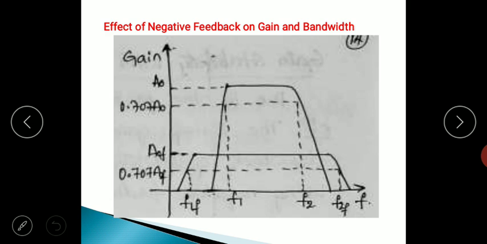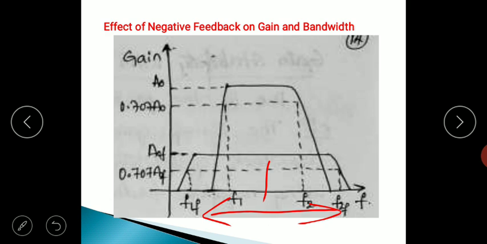Now if negative feedback is applied, then what happens? You can see here the gain has decreased, that is AOF, the maximum gain with feedback. And since the gain is decreased, you can see here that bandwidth will increase. So this frequency response clearly illustrates the effect of negative feedback on gain and bandwidth of the amplifier.